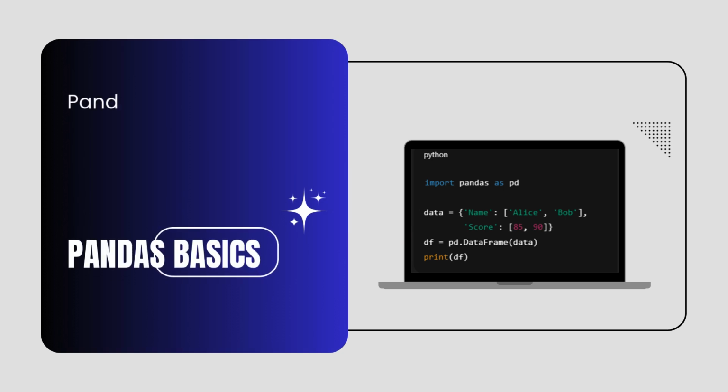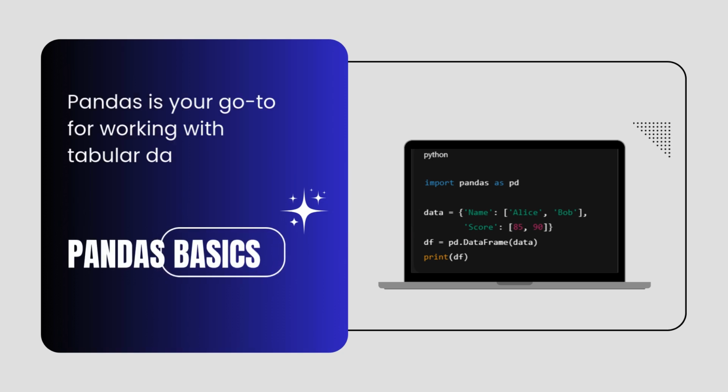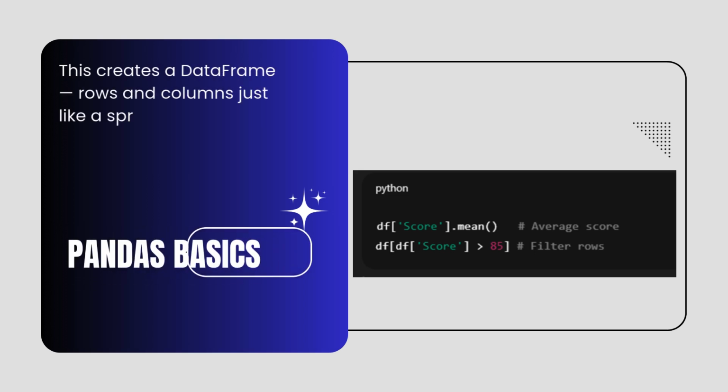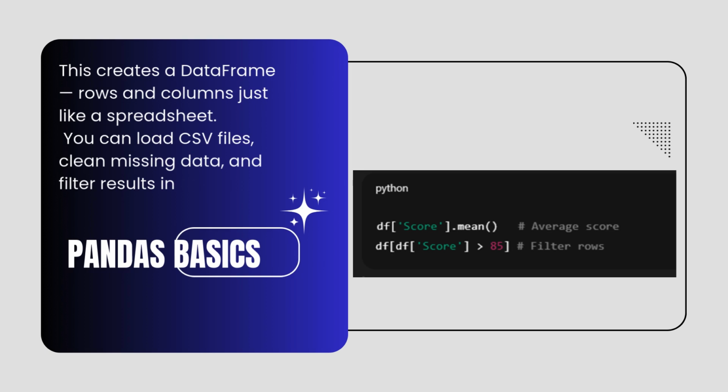Pandas Basics. Pandas is your go-to for working with tabular data. Think Excel but in Python. This creates a data frame, rows and columns just like a spreadsheet. You can load CSV files, clean missing data, and filter results in seconds.